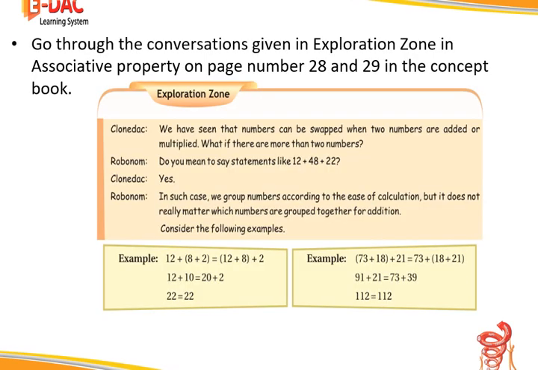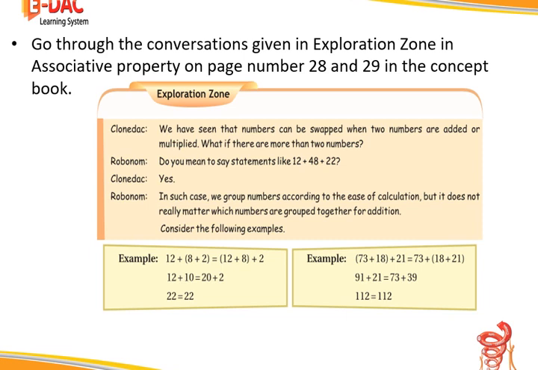So let's go through the conversation given in the exploration zone about the associative property on page numbers 28 and 29 in the concept book. So Clonidac, we have seen that numbers can be swapped when two numbers are added or multiplied. What if there are more than two numbers? Do you mean to say statements like 12 plus 8 plus 24? Yes. In such a case, we group numbers according to ease of calculation, but it does not really matter which numbers are grouped together for addition.